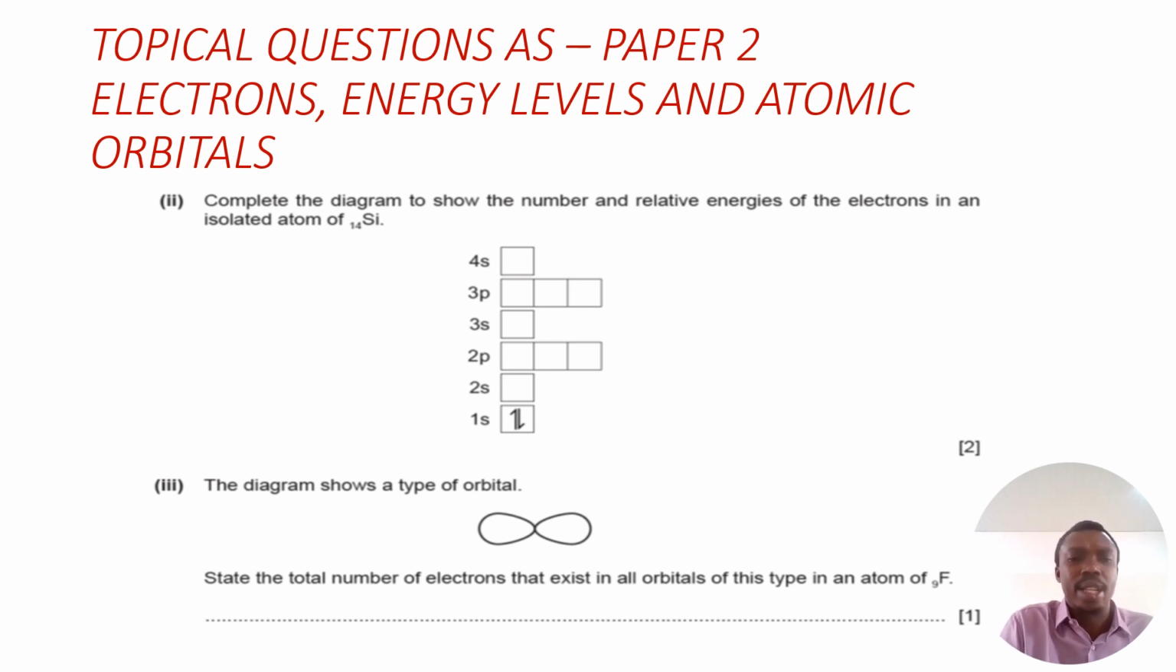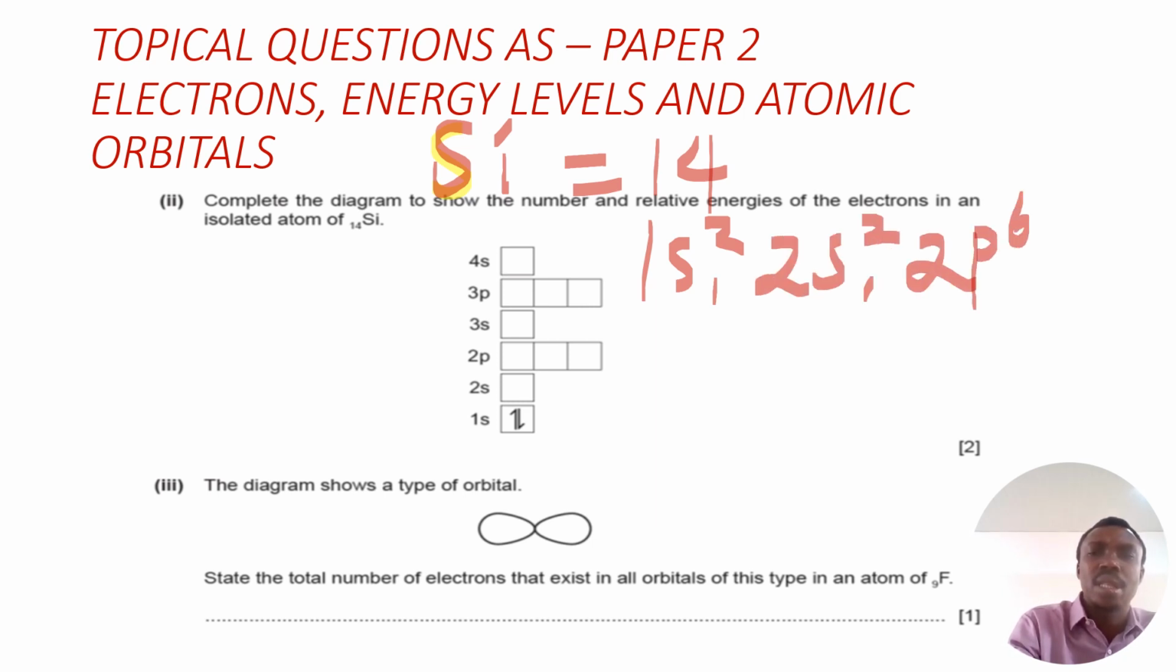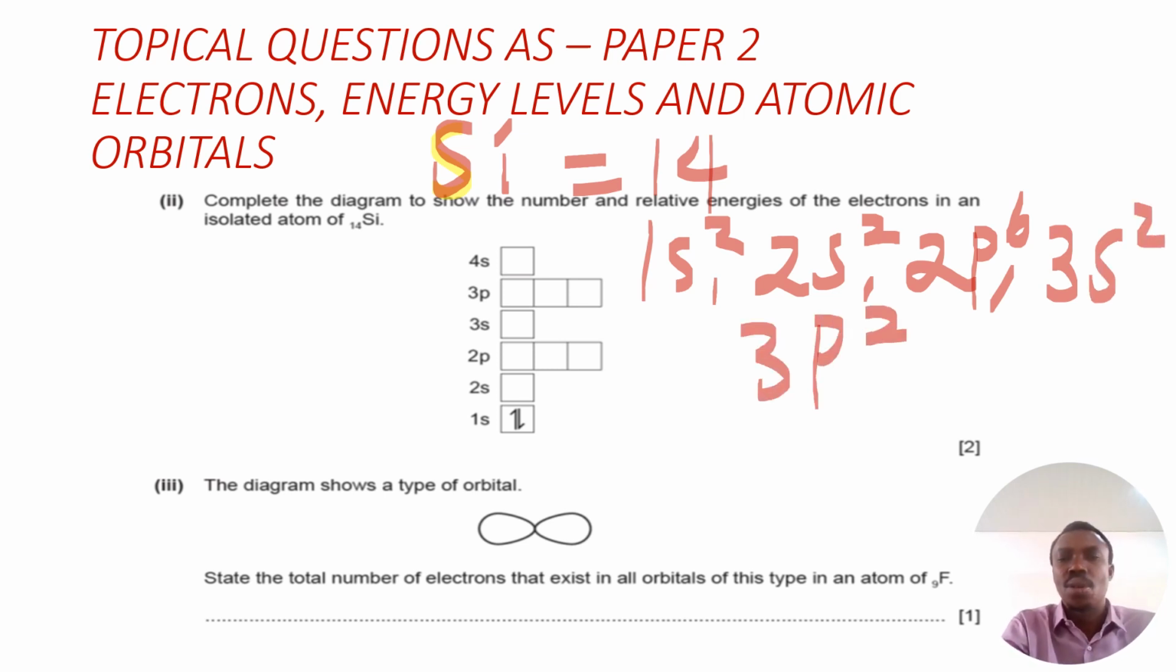So the next question is, complete the diagram to show the number and relative energies of the electrons in an isolated atom of silicon. The atomic number of silicon is 14. So you write the electronic configuration, which is 1s2, 2s2, 2p6, 3s2, 3p2. So you have to fill the orbitals. An orbital can take a maximum of 2 electrons, and they must spin in opposite directions based on the Pauli exclusion principle. And in Hund's rule, you fill singly before you start pairing.